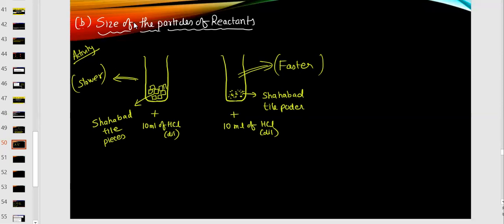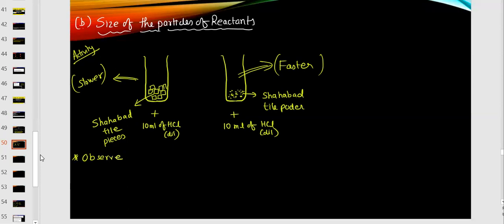So based on this observation, it tells us that you should not use tile pieces if you want the reaction to be fast. You should use the powder, the tile powder. This example clearly explains that the size of the particles of the reactant can also change the reaction. It can bring changes in the reaction, whether slower or faster.